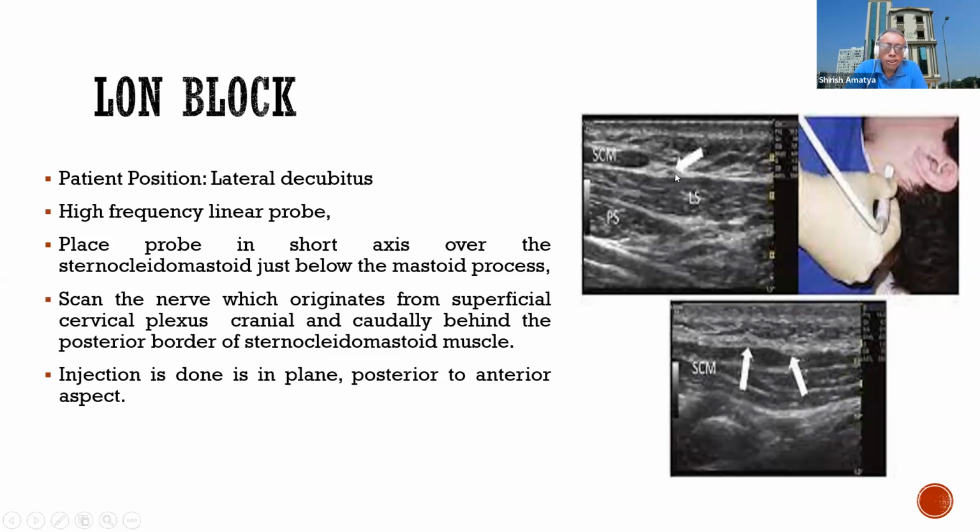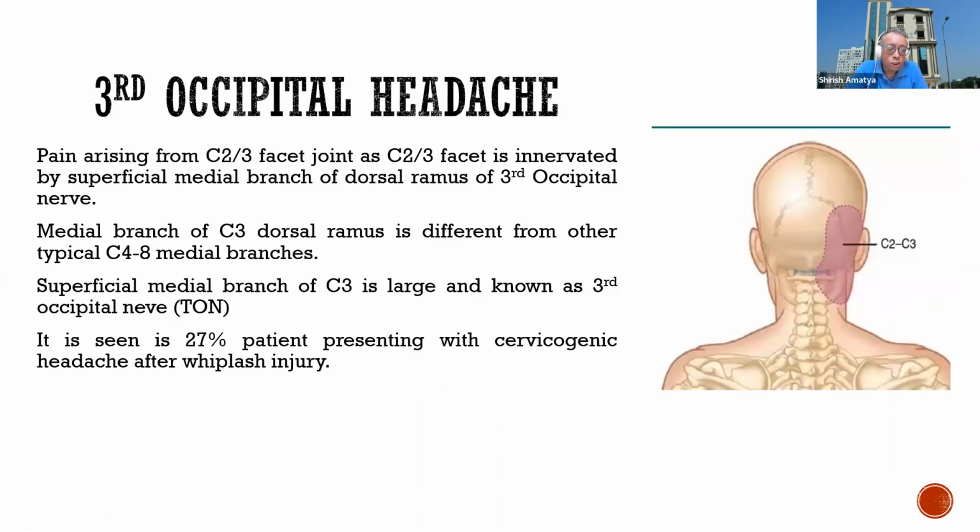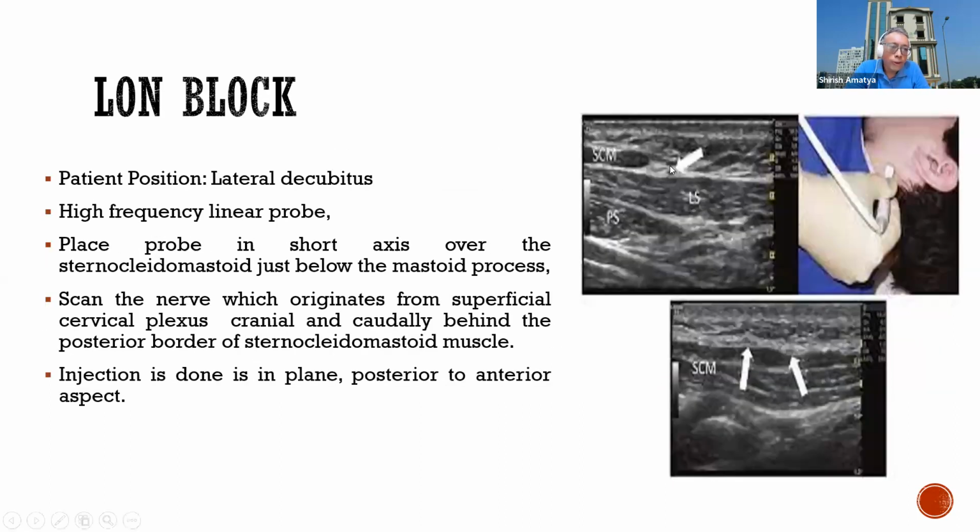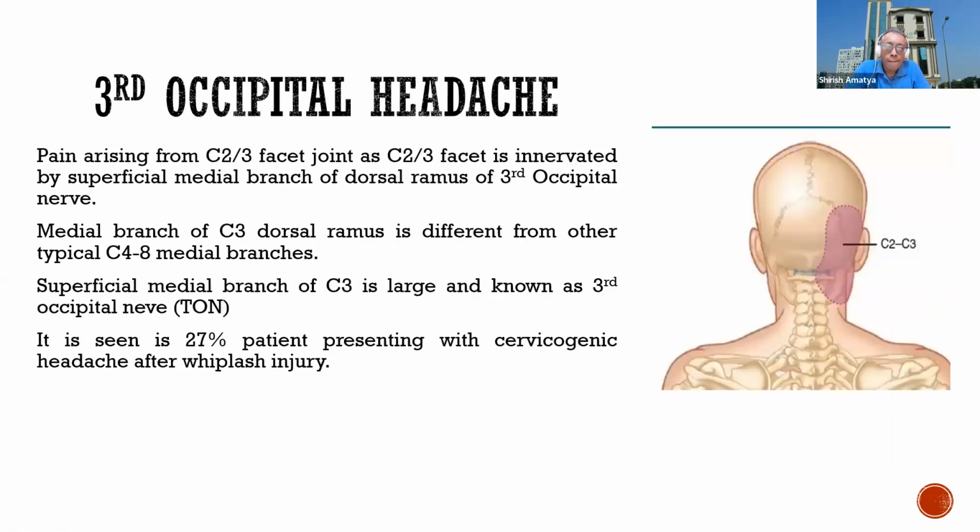And if the patient is complaining of lesser occipital neuralgia, or if there is tenderness in the lesser occipital nerve area, we can block this nerve at this site, just posterior to the sternocleidomastoid, this hypoechoic structure, which is shown with the white color arrow. So this is the area of the lesser occipital nerve, and we can block the nerve in this area.